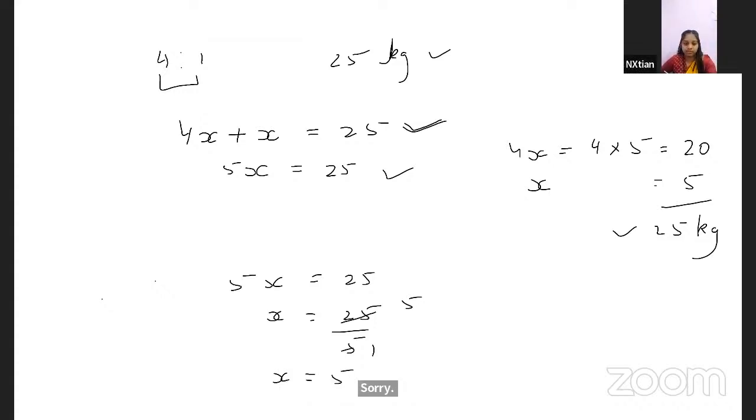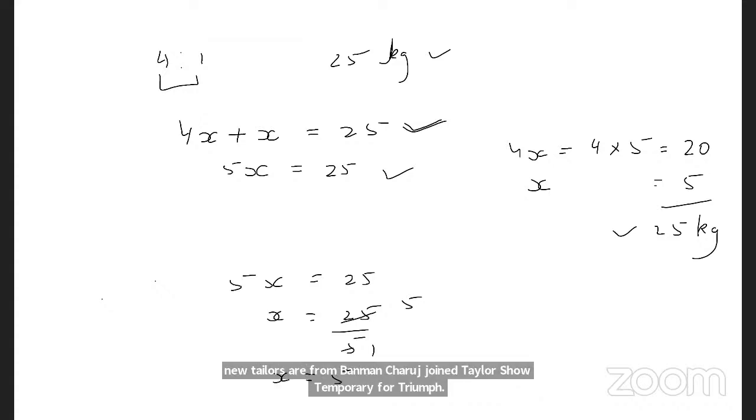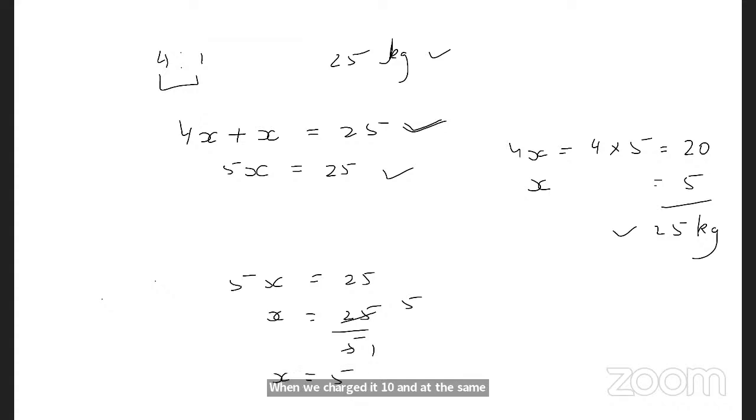Yes, now another one I was not clear about was the same question, but the second one. It was saying that three new tailors, Akram, Banu, and Charu, joined a tailor shop temporarily for trial. In 1 week, Charu stitched 10 blouses more than Akram, and at the same time, Banu stitched 3 blouses more than Akram. In 1 week, they together stitched 50 blouses. I could not understand this. You could not understand it. Okay, just give me a minute to open the question.